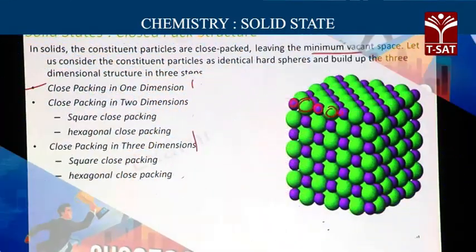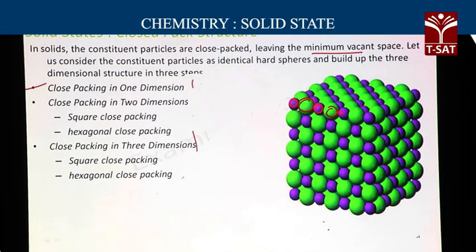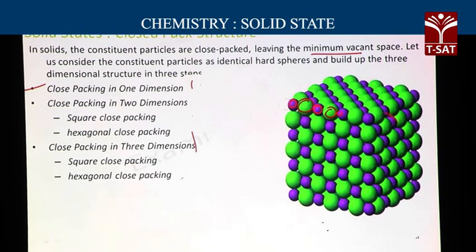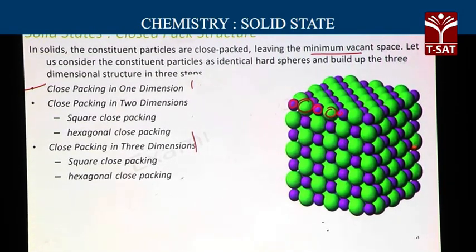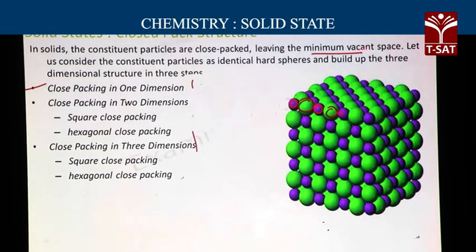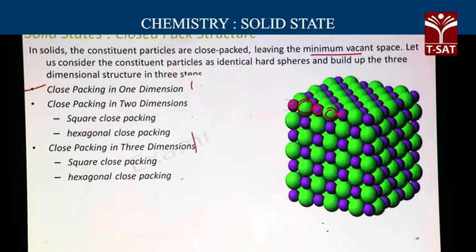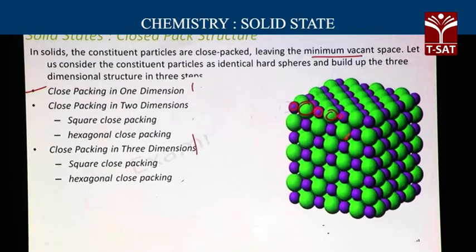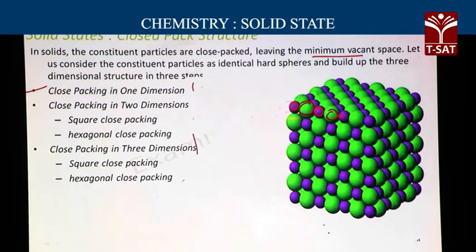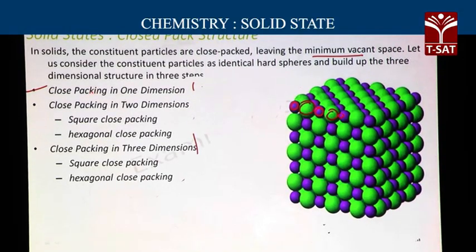Close packed structures. In 3-dimensional close packing, the spheres, this green, violet, all these are spheres. See how they are closely packed. They are packing in such a way that minimum vacant spaces, see here white. So, minimum vacant spaces are present in it. That is why close packed structures are very difficult to understand. So, with this animation work, you could understand in a better way.